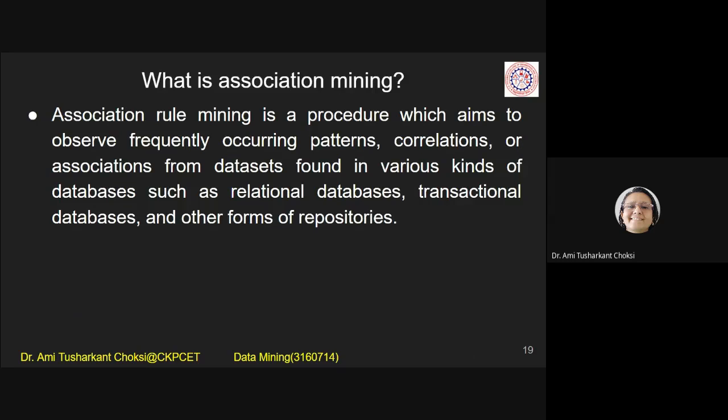Fine. So what do we say? Association rule mining is a procedure which aims to observe frequently occurring patterns, like the bread and butter combo together, for example correlations or associations from data sets found in various kinds of databases such as relational databases, transactional databases, and other forms of repositories.